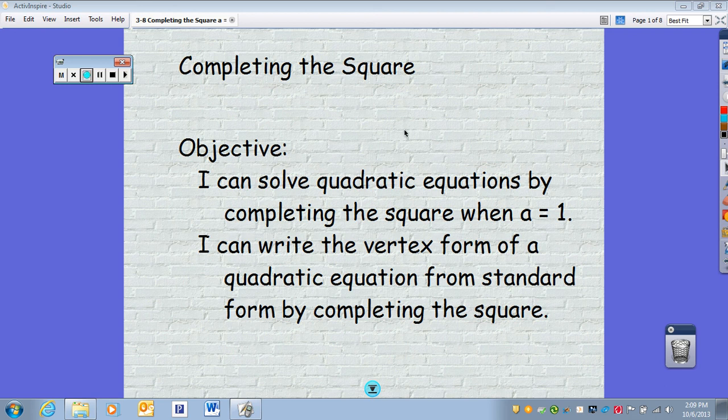In this lesson, we are going to complete the square. This is a method of solving quadratic equations, and we will start by completing the square when a is equal to 1, the leading coefficient. And also we will practice writing the vertex form of a quadratic equation by completing the square.